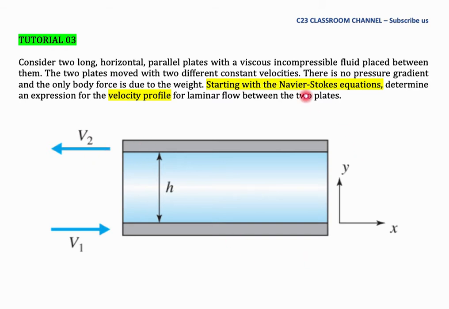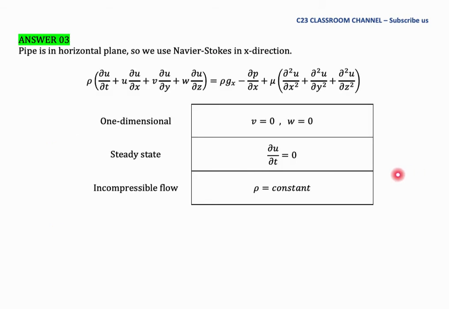So starting with the Navier-Stokes equation, as mentioned in this question, we need to determine the velocity profile for laminar flow between these two plates. We know that the movement is focused in the x direction, so we use the Navier-Stokes equation in the x direction, and this Navier-Stokes equation is written like this.